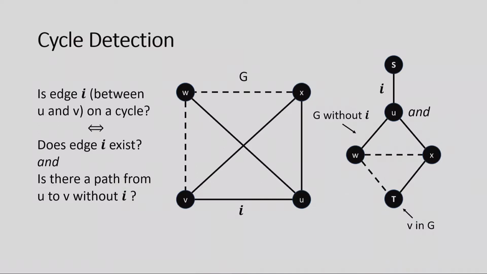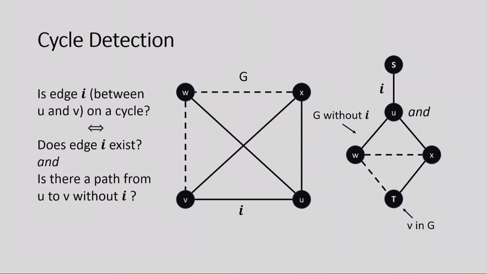So we want to ask the question, is edge I between, let's say, vertices U and V on a cycle? Well, it's on a cycle if and only if that edge both exists, it actually has to be in this instance of the graph, and there's a path from U to V that doesn't include edge I. You can see that if both of these conditions are met, then that edge is on a cycle, and both of the vertices that it's connected to are also on a cycle. So we would start at V, go to U on edge I, and return back to V from U without going on edge I. And those are the conditions for a cycle to be present.